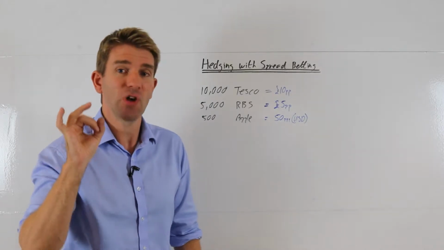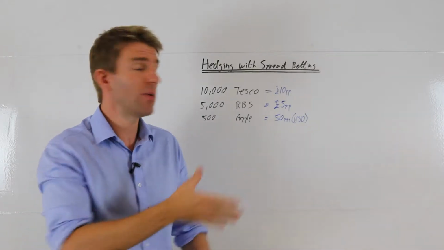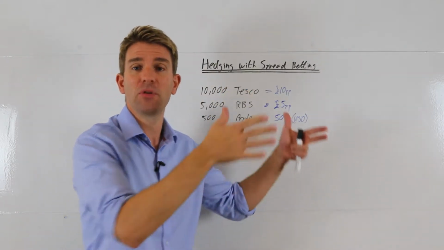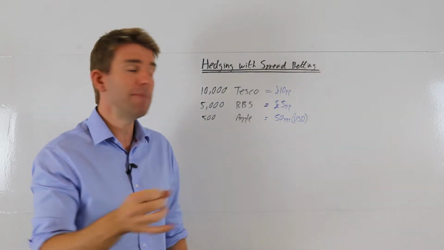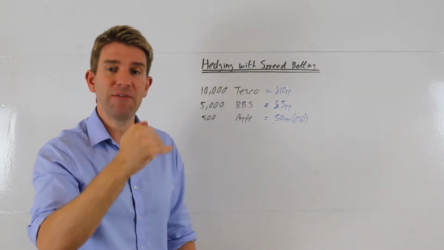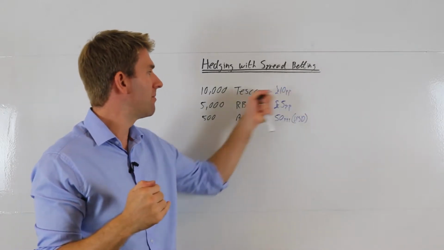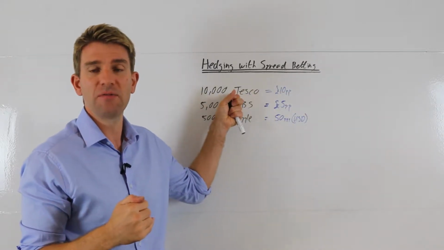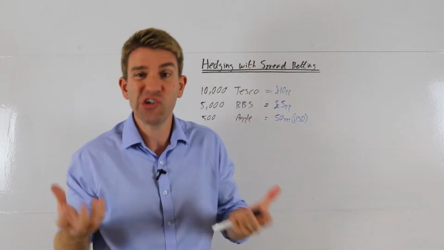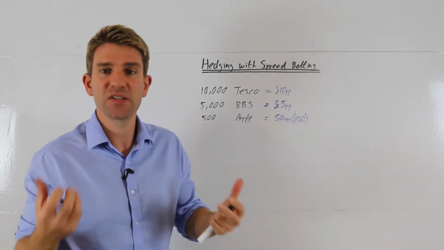Now, we don't have to hedge the whole position. We could hedge half of it. We could hedge £5 a point, £7 a point, £2 a point. That would ultimately mean that we would gain money if Tesco's went lower on our spread bet, but we'd lose it on our longer term investment, which is what we're trying to achieve, which is protecting ourselves from that.